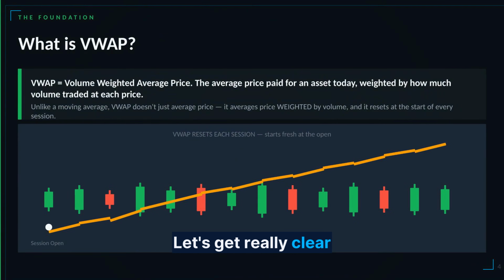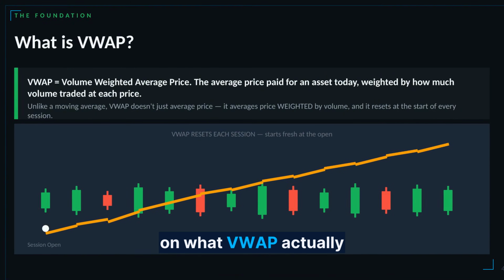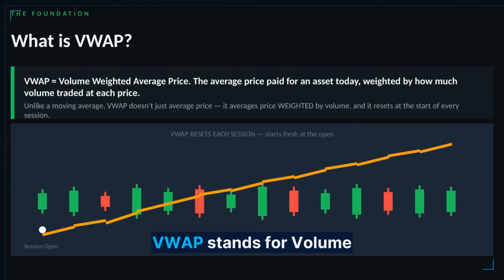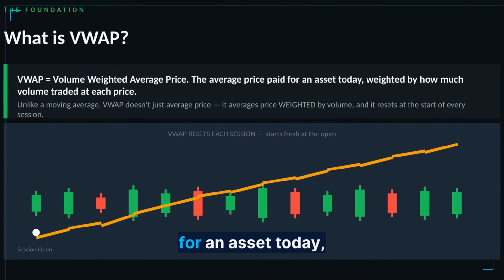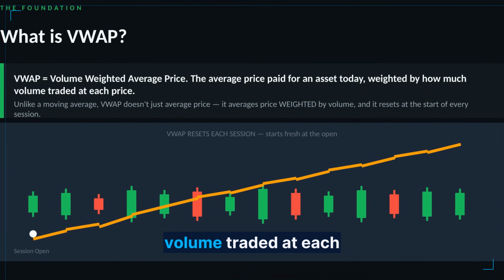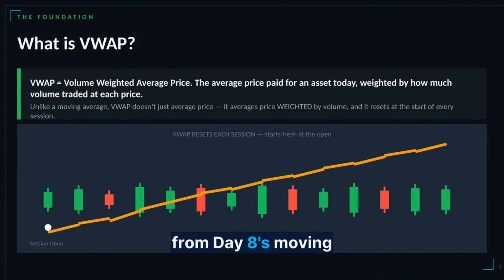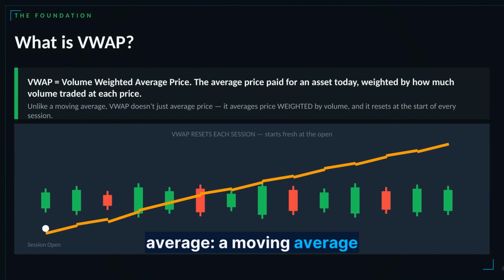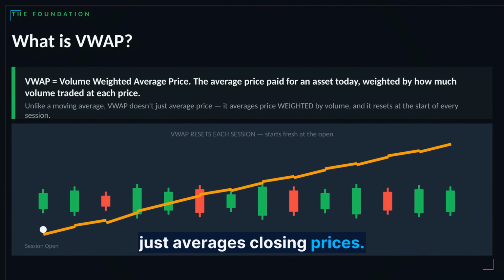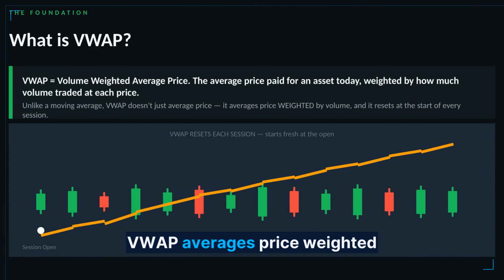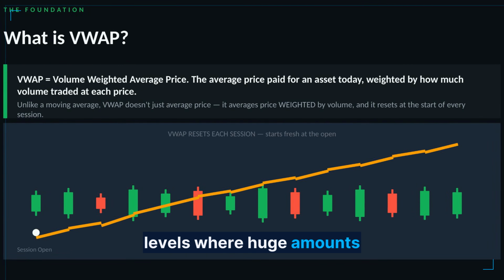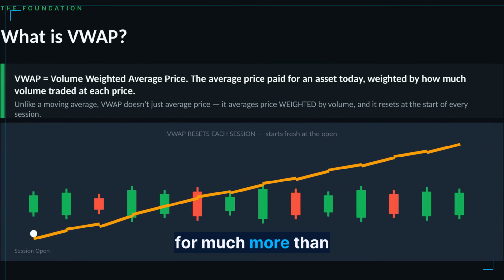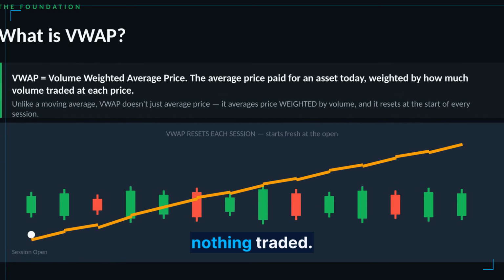Let's get really clear on what VWAP actually is. VWAP stands for Volume Weighted Average Price, the average price paid for an asset today, weighted by how much volume traded at each price level. Here's the critical difference from day 8's moving average. A moving average just averages closing prices. VWAP averages price weighted by volume, meaning price levels where huge amounts of contracts traded count for much more than price levels where almost nothing traded.